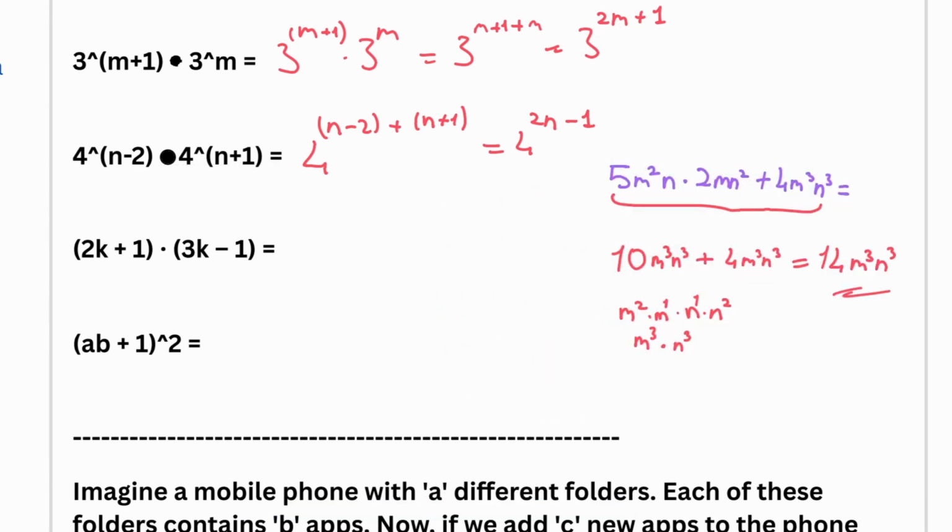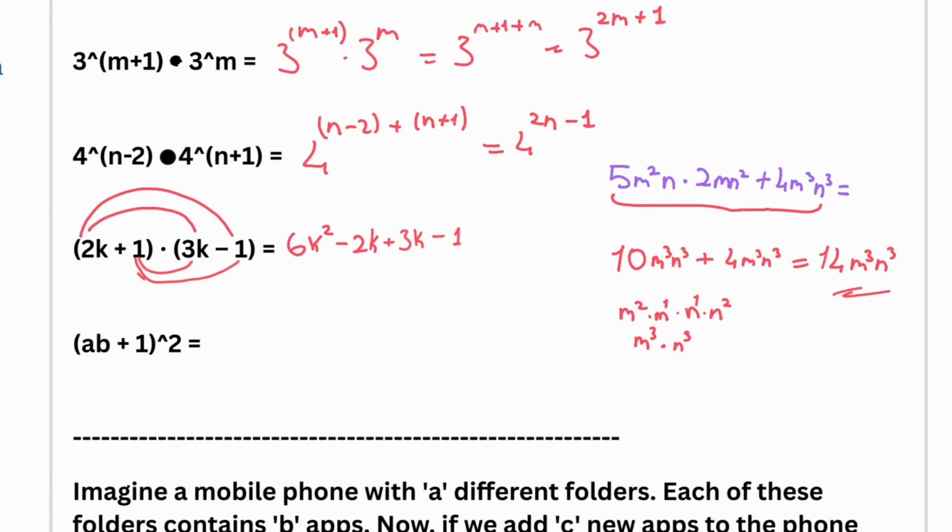Okay, let's go to this one. If we're multiplying these two parentheses, we're just going to multiply each term in this parentheses with each term in this parentheses. So let's multiply 2k and 3k first. 2 times 3 would be 6, and k times k would be k squared. Let's multiply 2k with -1, which would give us -2k. Then 1 multiplied with 3k, which would give us 3k. And finally, 1 with -1, which would give us -1.